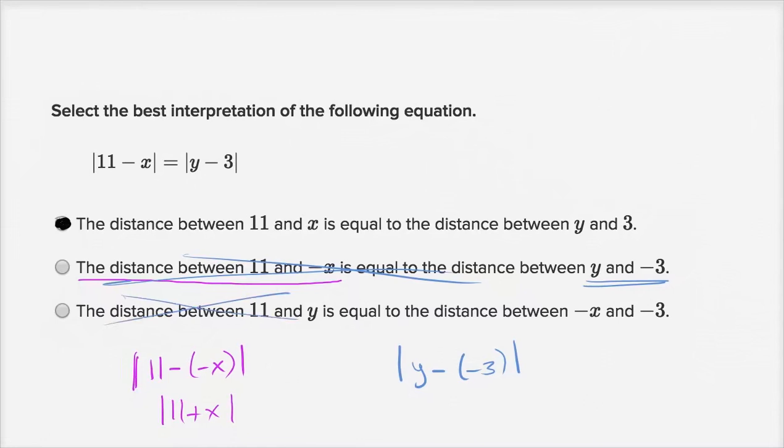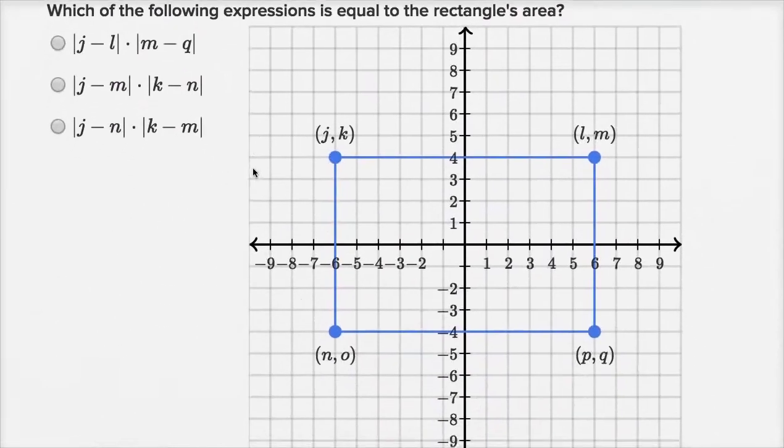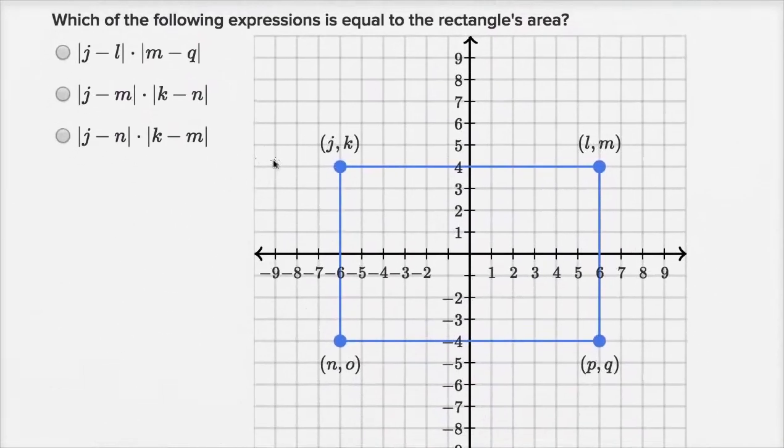Let's do one more of these. So we are asked, which of the following expressions is equal to the rectangle's area? All right, so if you want to figure out the area of a rectangle, you can just multiply the width times the height, or you could say the length times the height. So let's see which of these represent that.